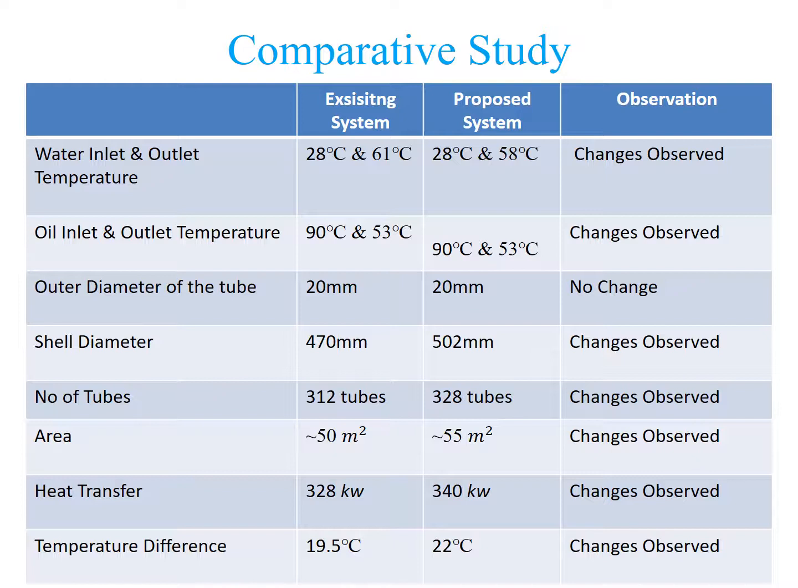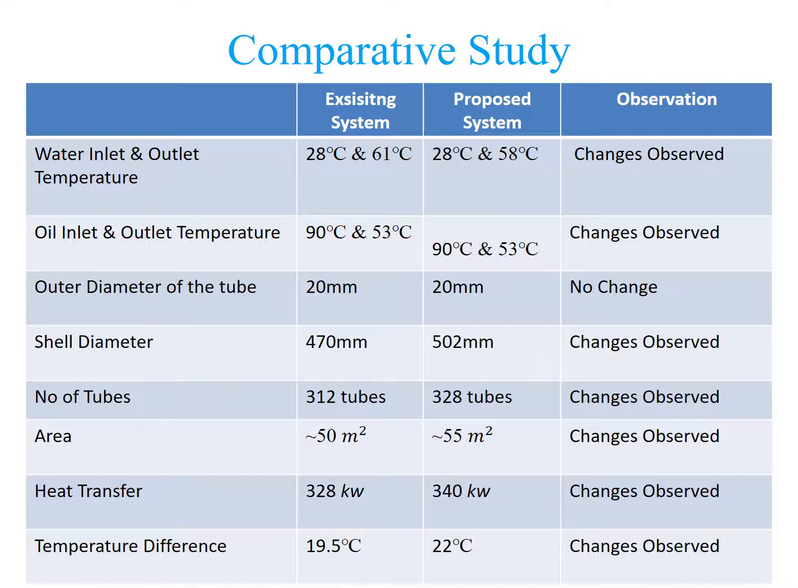This is a comparative study of the water inlet and outlet temperature. In the existing system, it is 28 degrees Celsius and 61 degrees Celsius, and in the proposed system, 28 degrees Celsius and 58 degrees Celsius. It has been reduced. The oil inlet and outlet temperature in the existing system is 90 degrees Celsius and 53 degrees Celsius, and in the proposed system, it is reduced, at 90 degrees Celsius and 50 degrees Celsius.